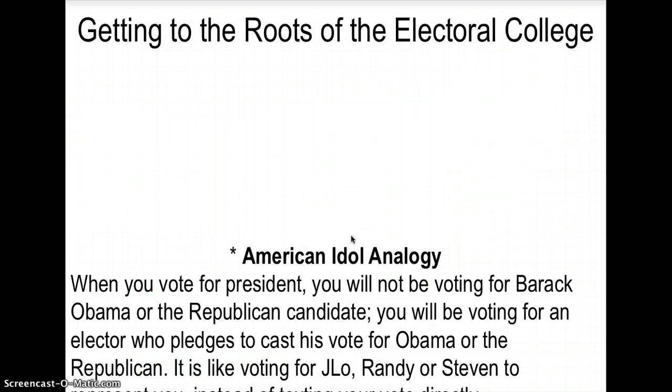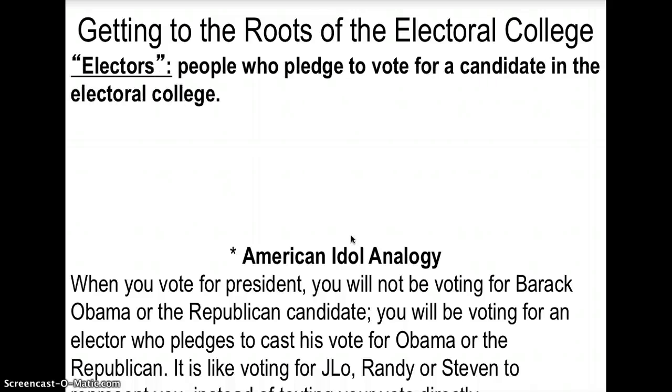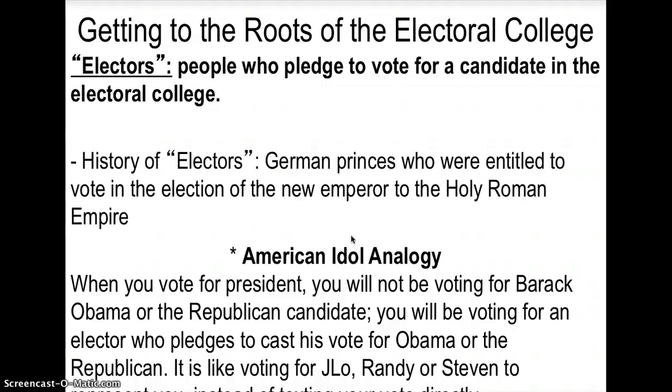This is just a little bit of a historical background of what's going on with the Electoral College. Why do we call it the Electoral College? Well, electors are people who pledge to vote for a candidate in the Electoral College. And the word electors comes from the Holy Roman Empire, where you had these very elite German princes who were entitled at one point to elect the new emperor of the Holy Roman Empire.